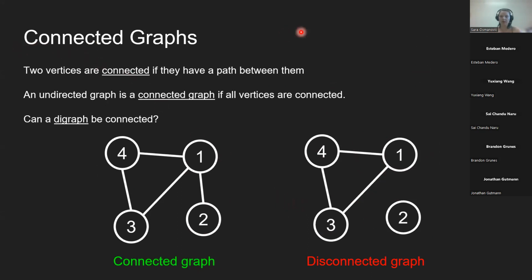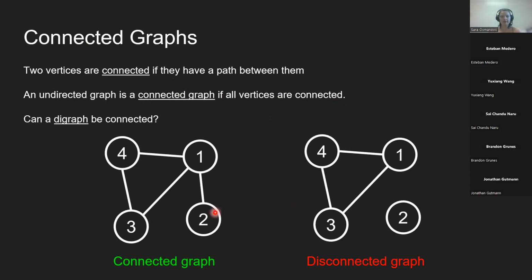Then the second property that we're going to talk about is connectivity. Two vertices are connected if there is a path between them, not necessarily just an edge, but a path. An undirected graph is a connected graph if all vertices are connected.